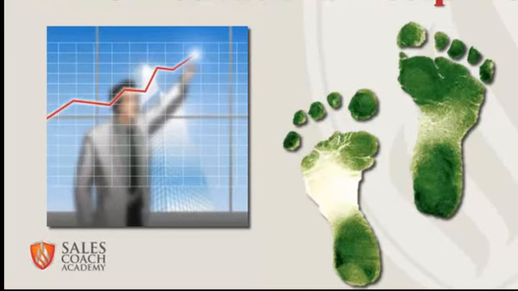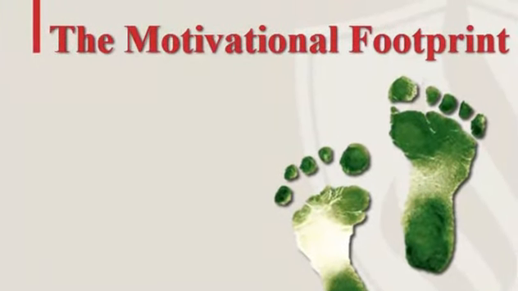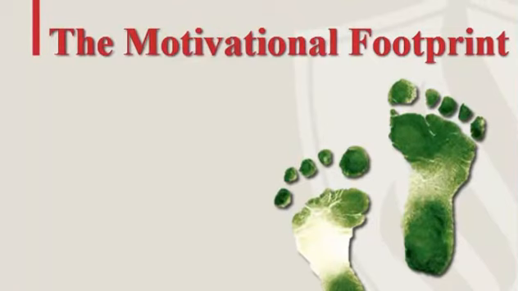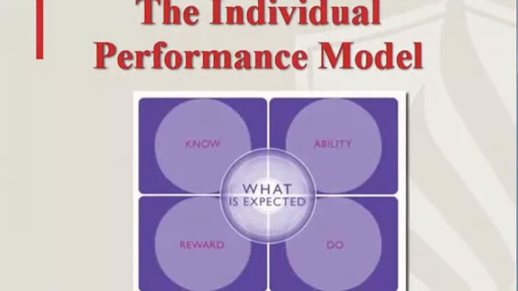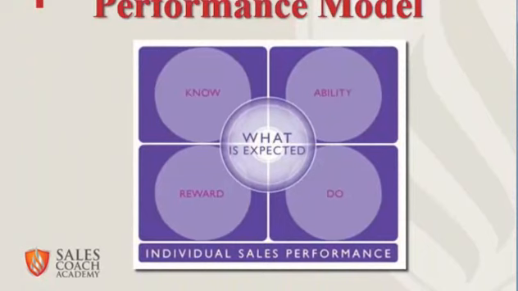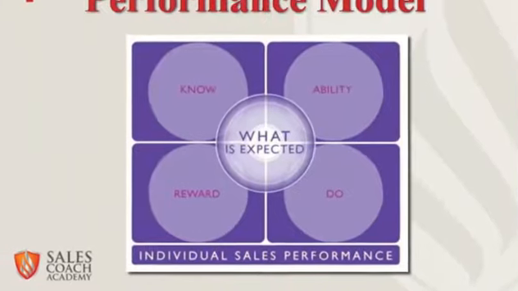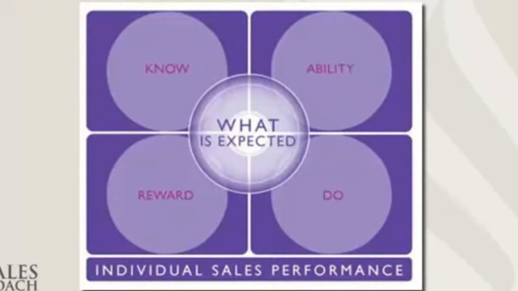And you also understand that everybody has a motivational footprint, and you've now got the tools to go and identify what your salespeople's motivational footprint is. Now I want to tease this out just a little bit further, and I'm going to walk you through the individual sales performance model. And the good news is that you've already covered off a number of these areas in previous trainings. So the place that individual sales performance begins is really where we began, with expectations.